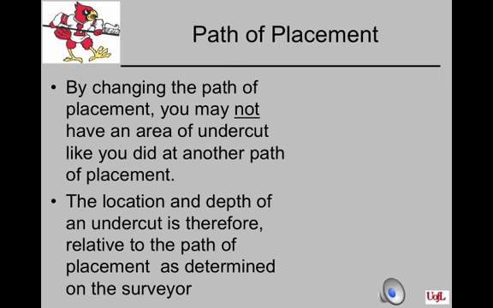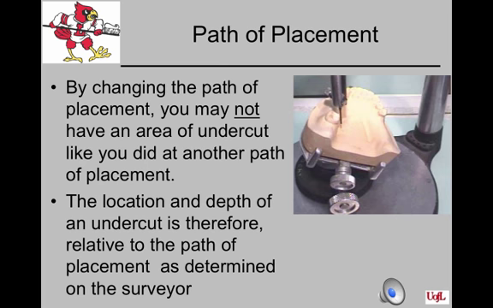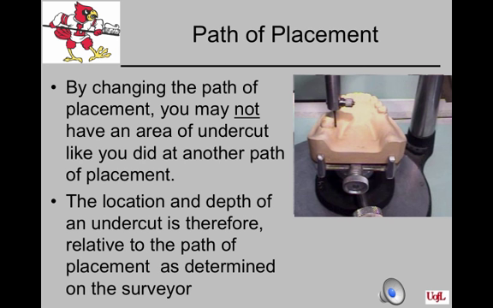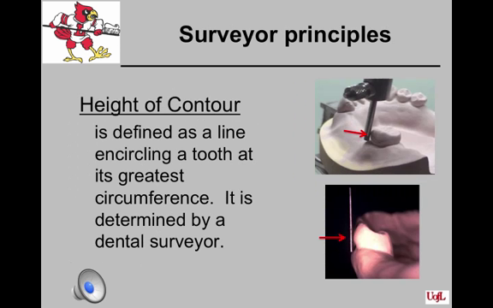By changing the path of placement by rotating the cast on the table, you may not have an area of undercut like you did at the first position of the cast. The location and the depth of the undercut is therefore relative to the path of placement as determined on your surveyor. The height of contour is defined as a line encircling a tooth at its greatest circumference. It is determined by the dental surveyor.